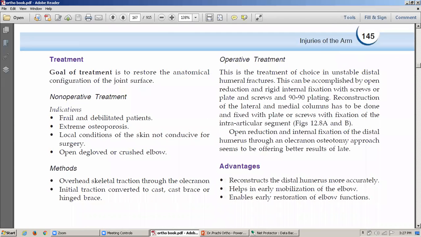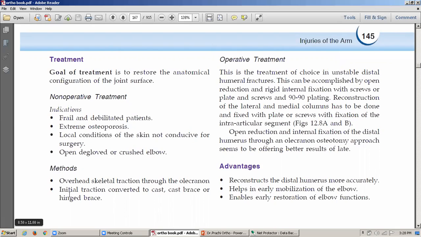So, the goal of the treatment is to restore the anatomical configuration of the joint surface. It is the main aim of the treatment of every fracture. Non-operative treatment is indicated in a frail and debilitated patient, when there is extreme osteoporosis, or when local conditions of the skin are not conducive for surgery, and in an open, degloved or crushed elbow.